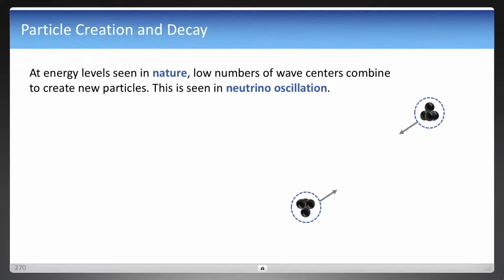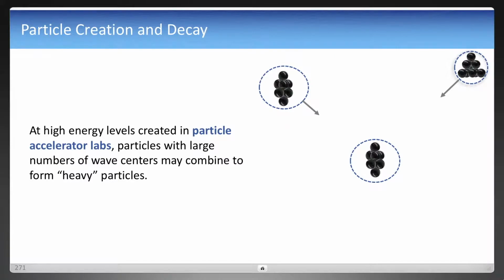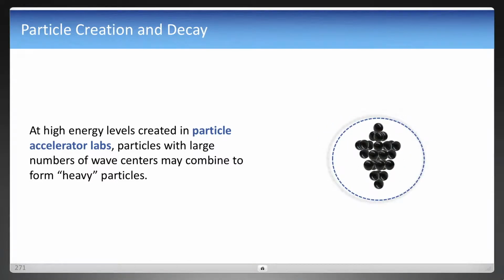Now, in nature, we see particle creation known as neutrino oscillation. As neutrinos come from the sun, they might merge, for example, to create a muon neutrino, and that process of neutrinos gaining mass is called neutrino oscillation, and here's why. It's just wave centers with enough energy to be able to merge and create a new particle. And in particle accelerator experiments that have much higher energy levels, you can form even heavier particles where you merge even more wave centers together.